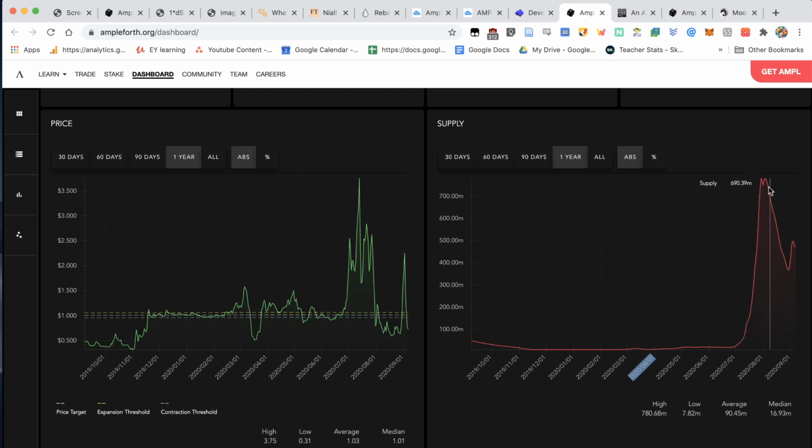And people that bought up here when the supply was at 779 million, well, they basically got wrecked, which is unfortunate, especially since a few larger YouTubers have been promoting AMPLEFORTH, especially during this period here.